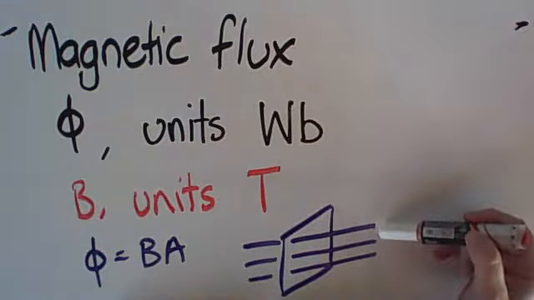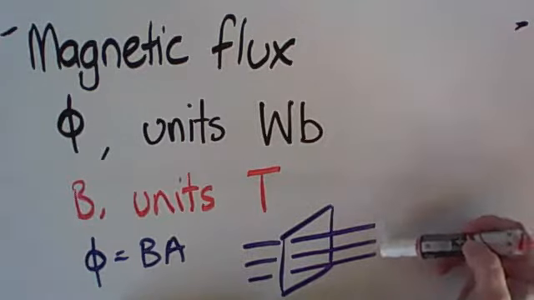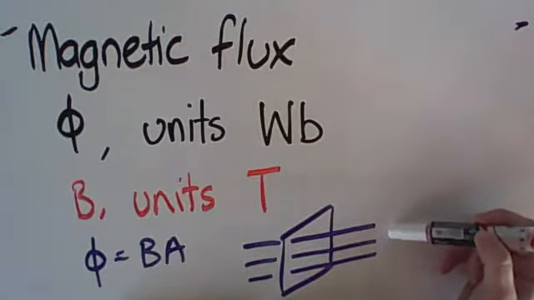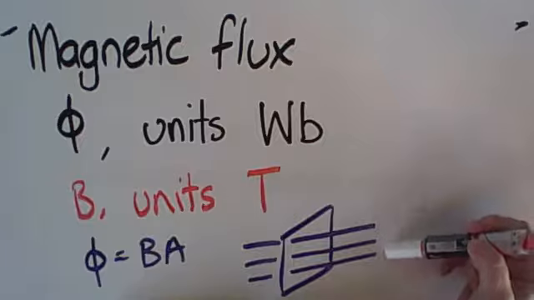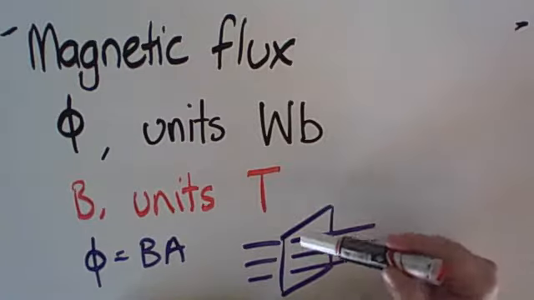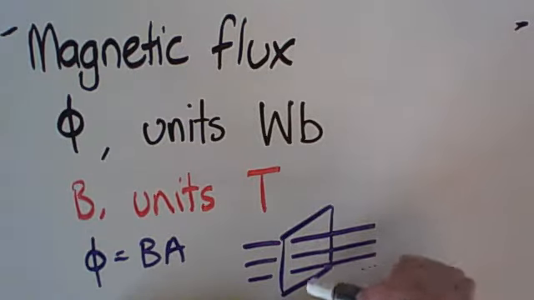So as you can see, if we had a strong magnet and these field lines were squished closer together, we would have more magnetic flux present. If we were concerned with a larger area, we would have more magnetic flux present.